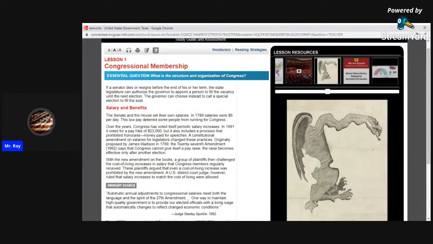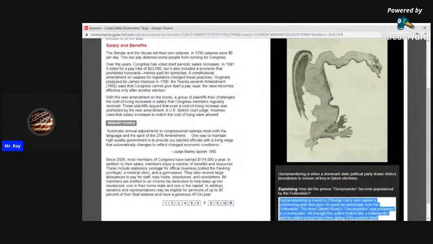And how are they paid? Well, in the beginning, very little, $6 a day. In 91, they voted for a pay raise of over 20,000, 23,000 to be exact. And James Madison, he wanted a bill or a constitutional amendment saying, hey, these guys can't just keep having their salary up and up and up. So the 27th Amendment from 1992 said that, okay, you can ask for a pay raise, but it's only going to happen in the next cycle.